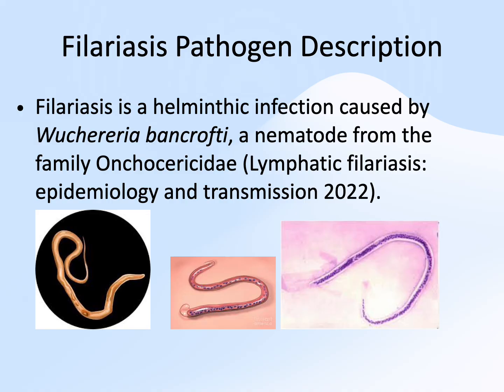Filariasis is caused by a tiny but mighty worm called Wuchereria bancrofti, a nematode from the family Onchocercidae, and affects millions worldwide. Despite its size, it can cause huge problems in the lymphatic system. Imagine a worm so small it can fit in a mosquito bite, yet it can disrupt your whole lymph system.